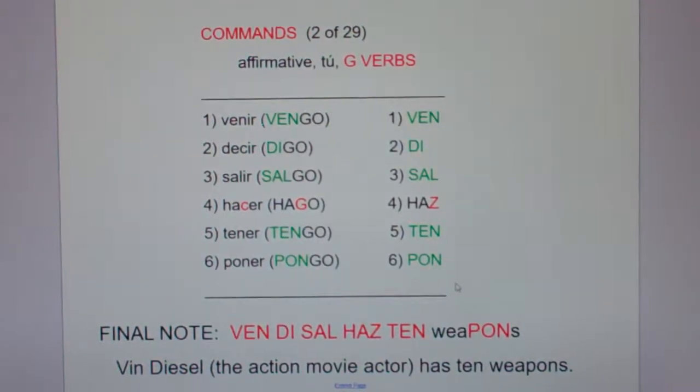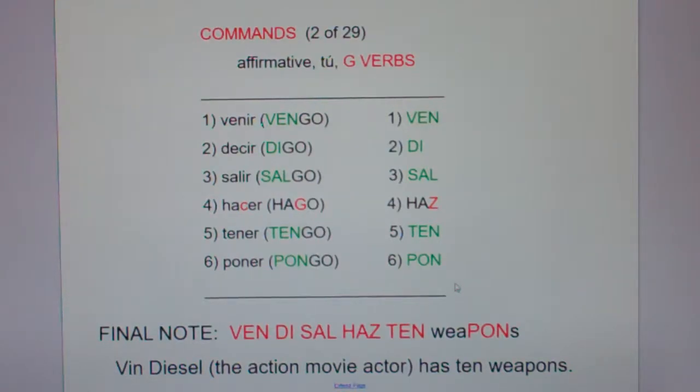Get it? So if you're thinking, man, I wish I could remember the 6 irregular G verbs so I could order my friend to do these things, just remember this statement. Ven Diesel has 10 weapons. I know this is hard. Sorry. As I said earlier, commands in Spanish are hard.